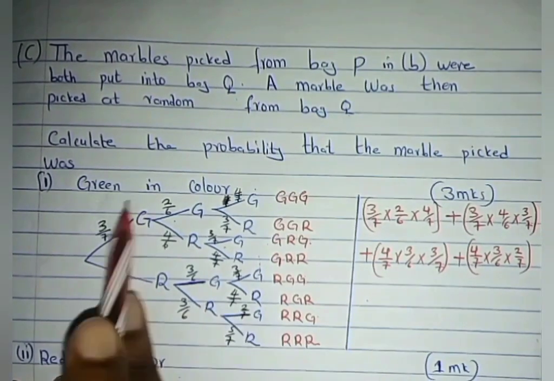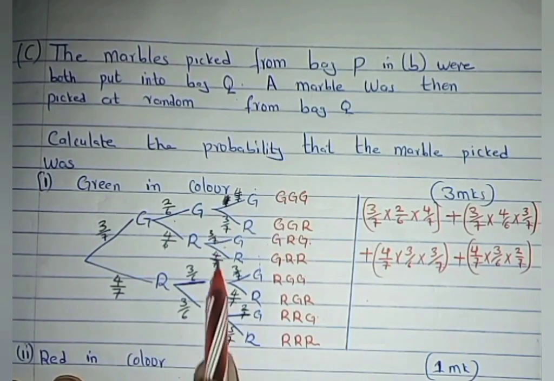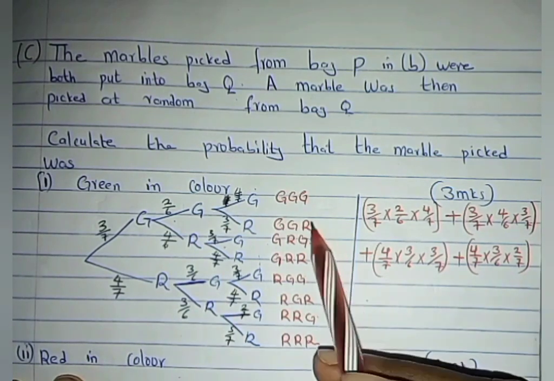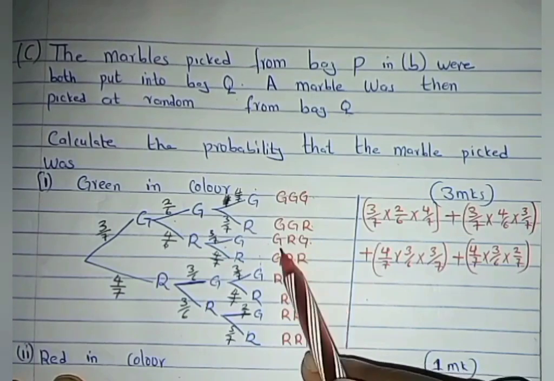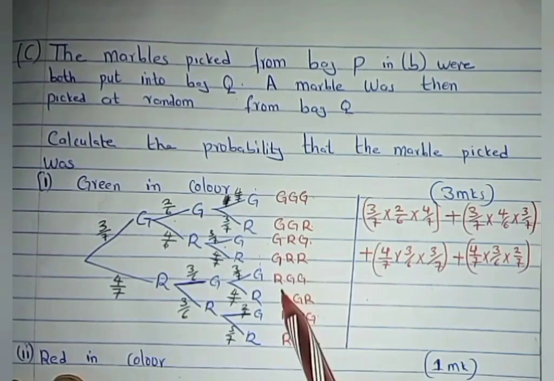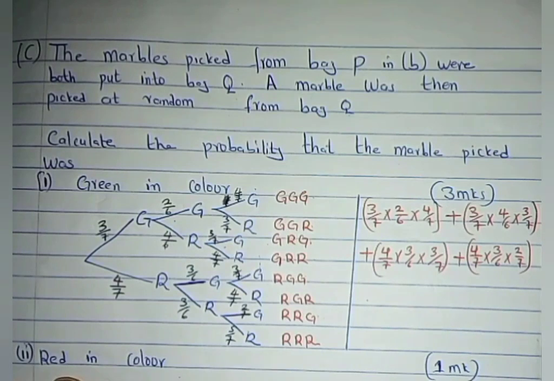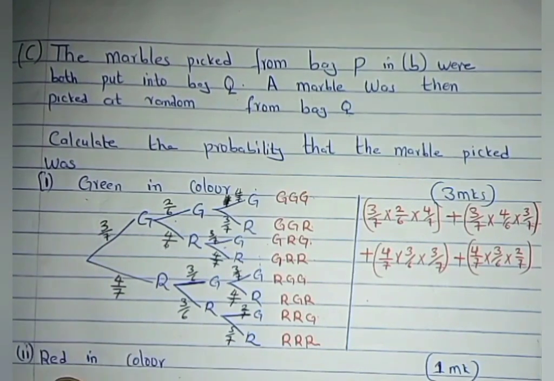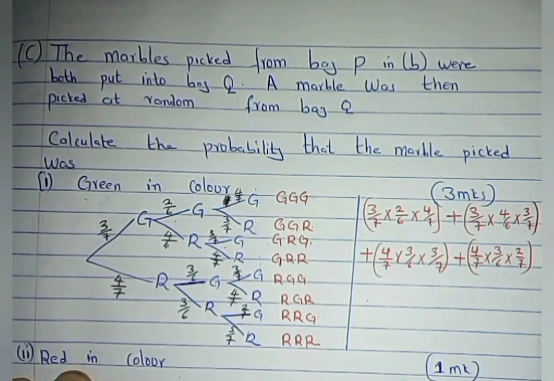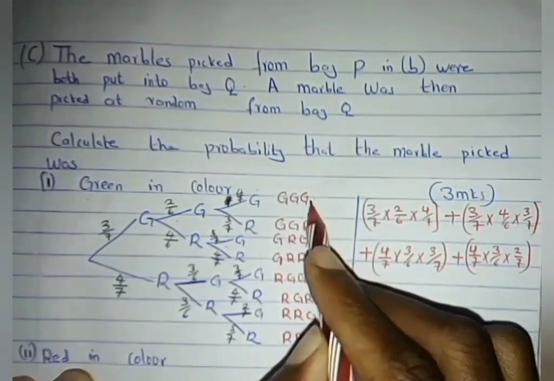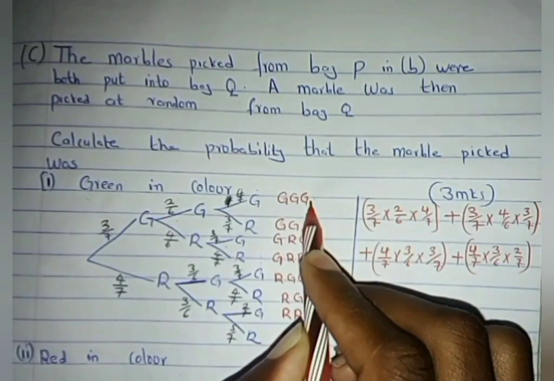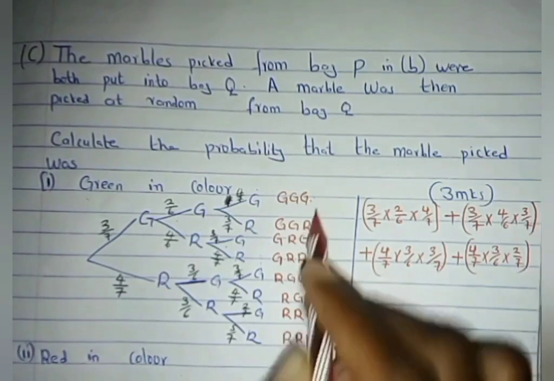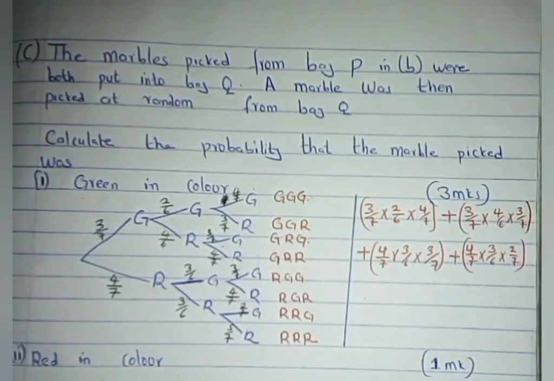So I've tried to draw the probability tree diagram here for you. So we have the probabilities of green, green, green, green, green, red, red, green, red, green, green, red, red, all the probabilities that are here. So for the probability of being green in color, we'll be looking at the probability that green was picked the third time. In other words, we look at green on the last part because we already have the first pick from Q. So we'll look at this probability here.